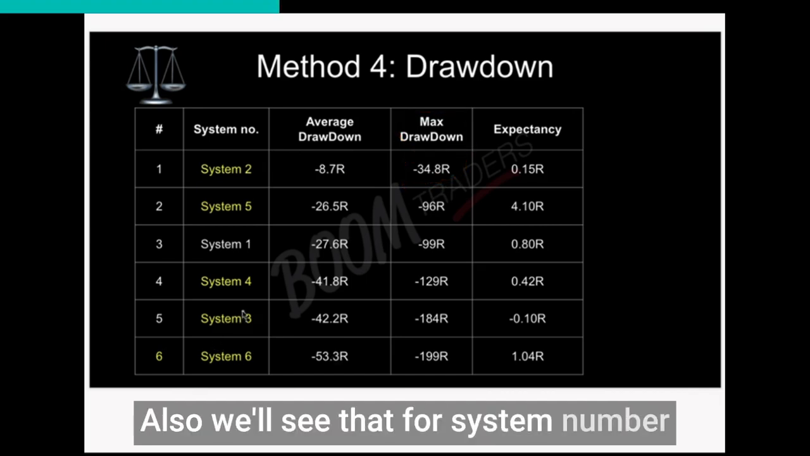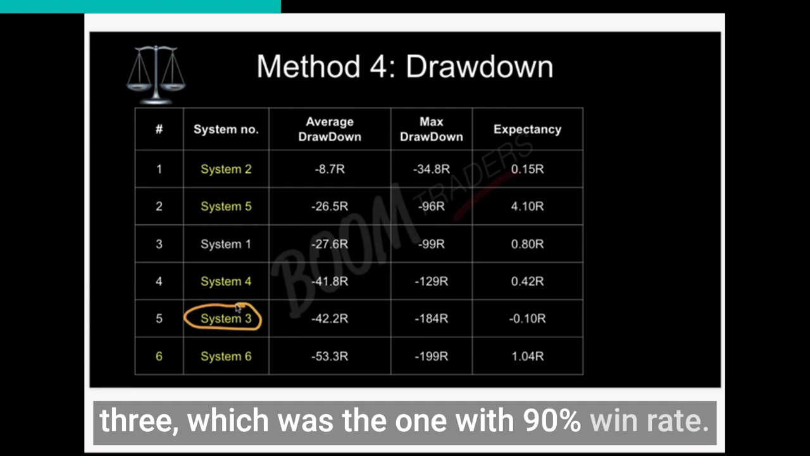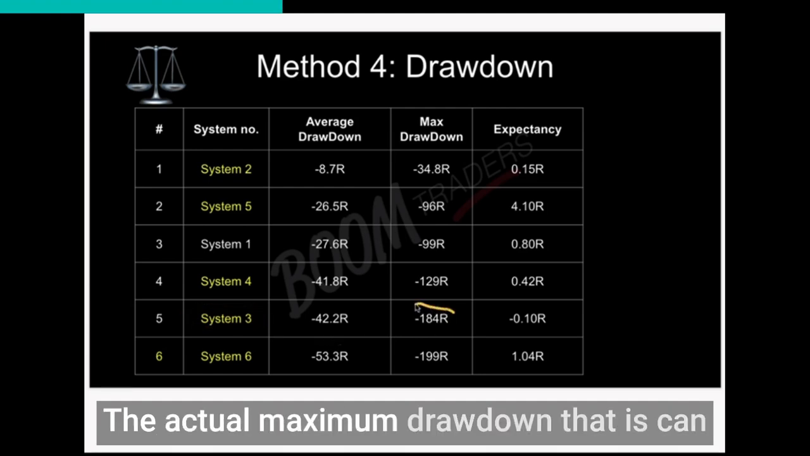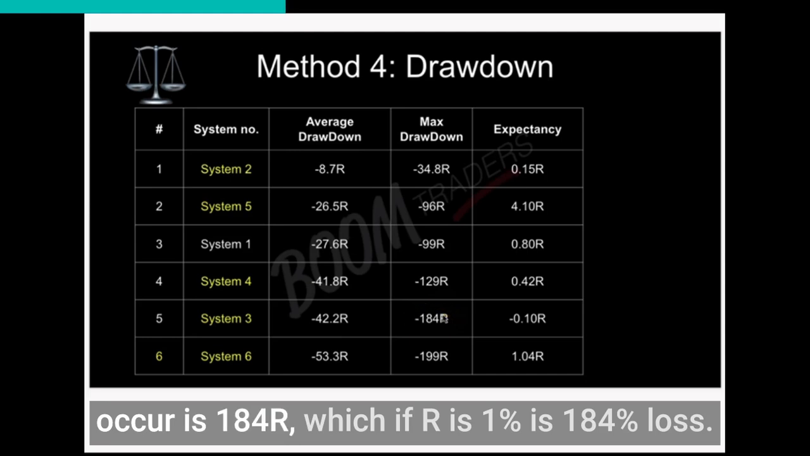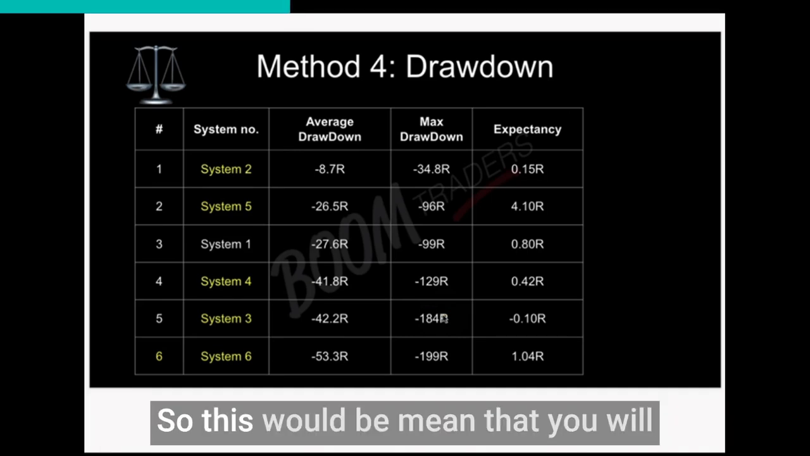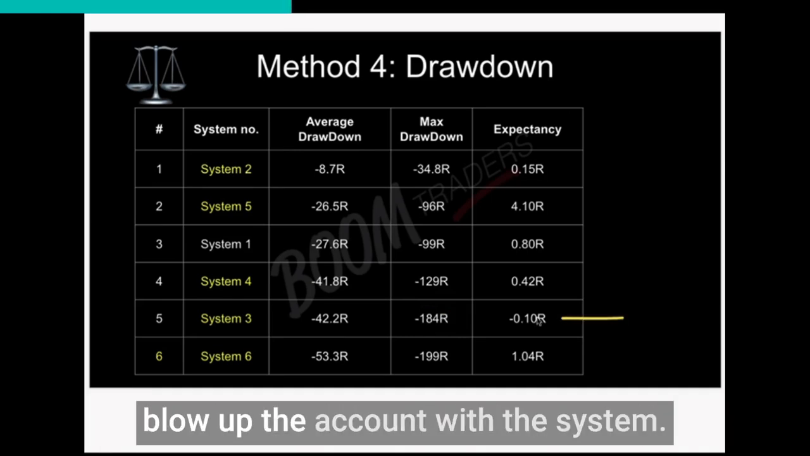Also, we'll see that for system number 3, which was the one with 90% win rate, the actual maximum drawdown that can occur is 184R, which if R is 1% is 184% loss. So this would mean that you would blow up the account with this system.